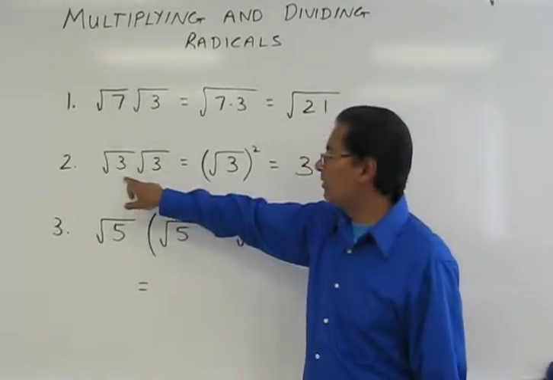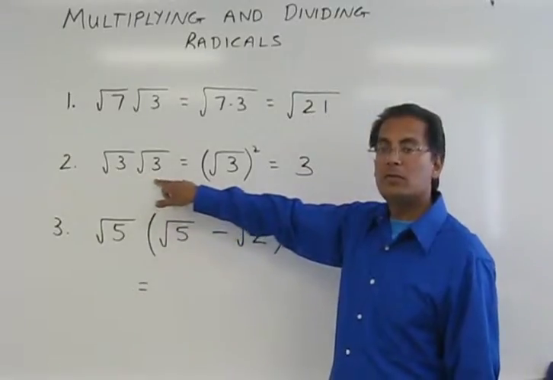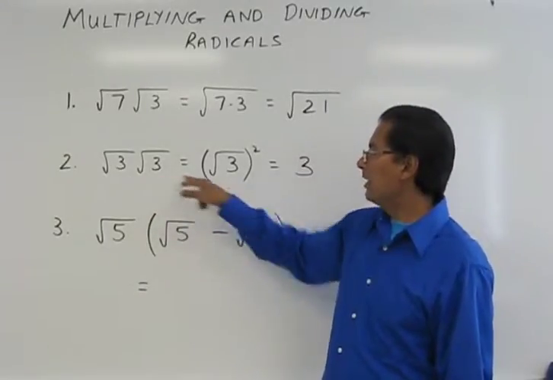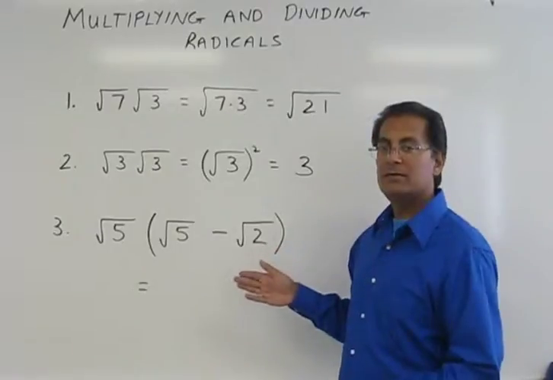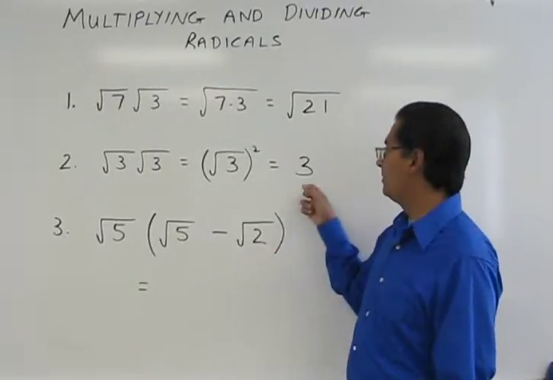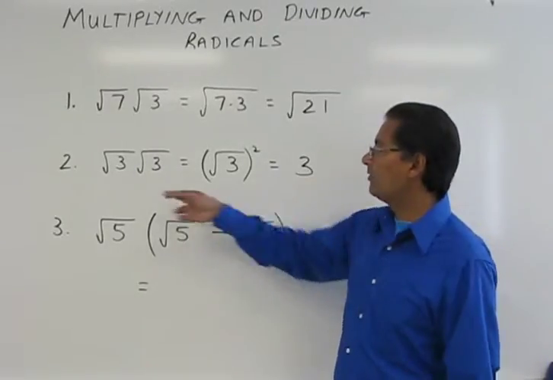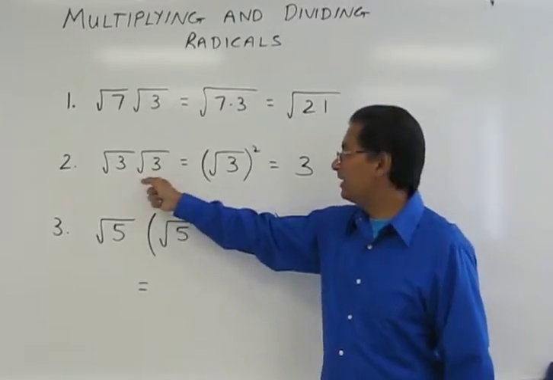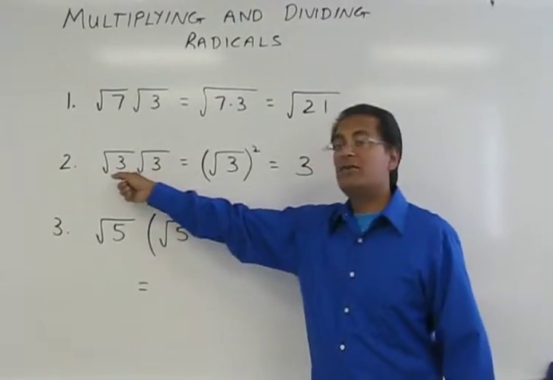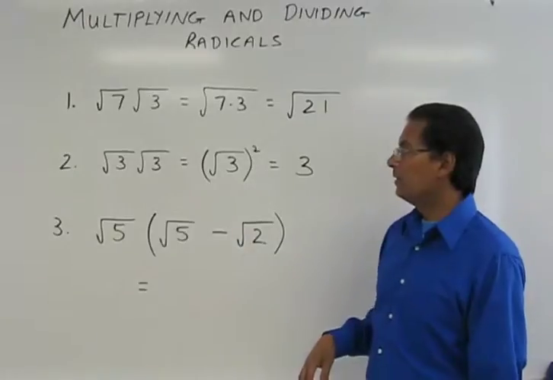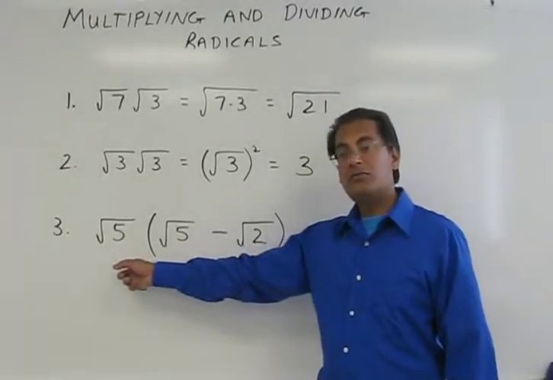Here we have the square root of 3 times the square root of 3. Well, that's the square root of 3 all squared. And that's just going to simply be 3. So when you have a square root times itself, you just get the number back, the radicand, whatever's underneath that radical.